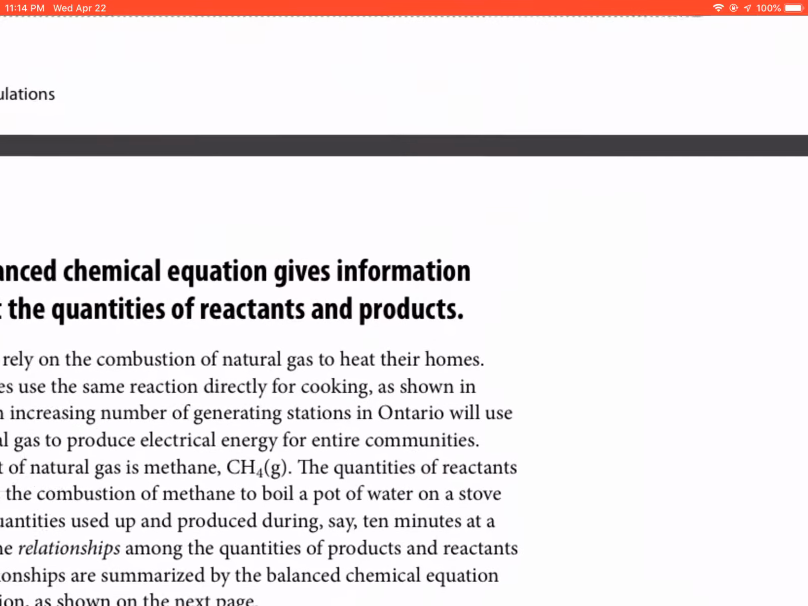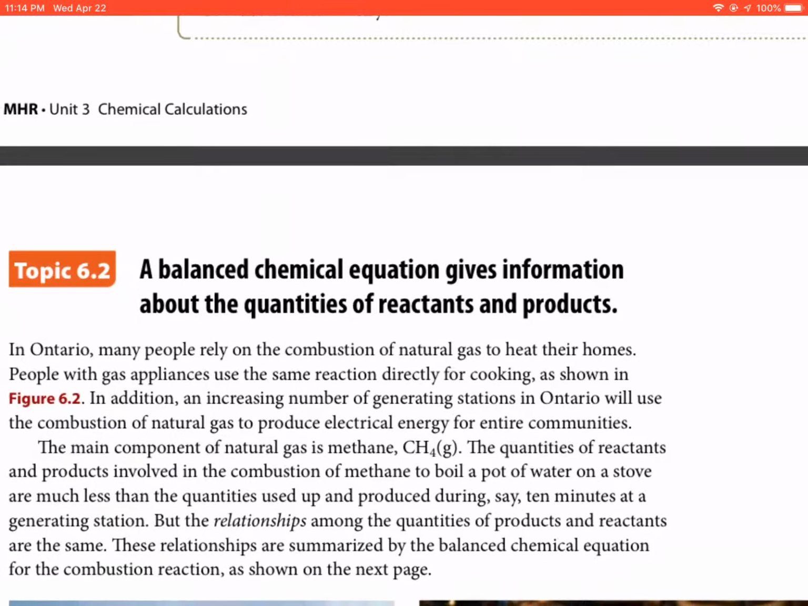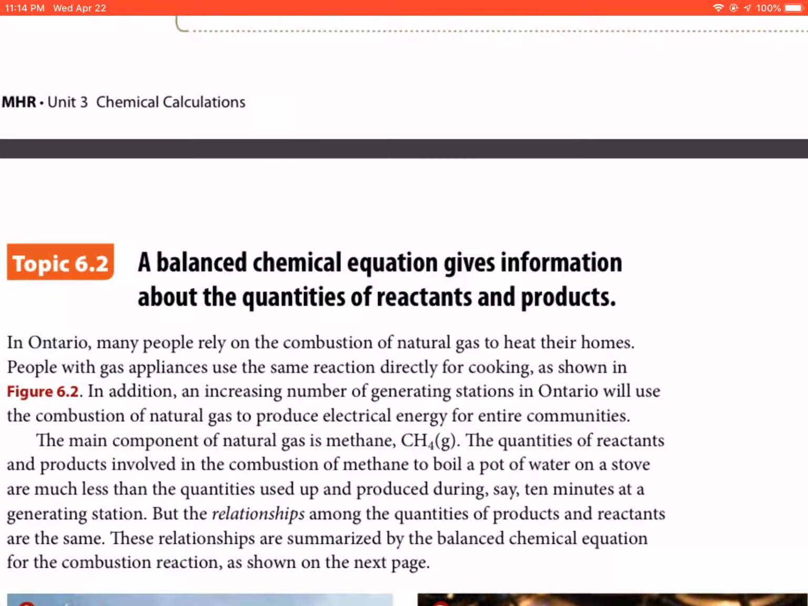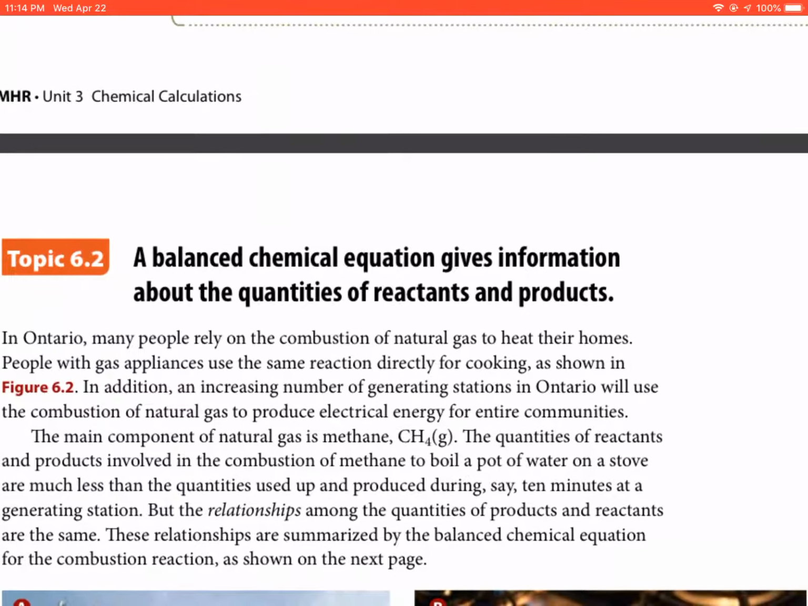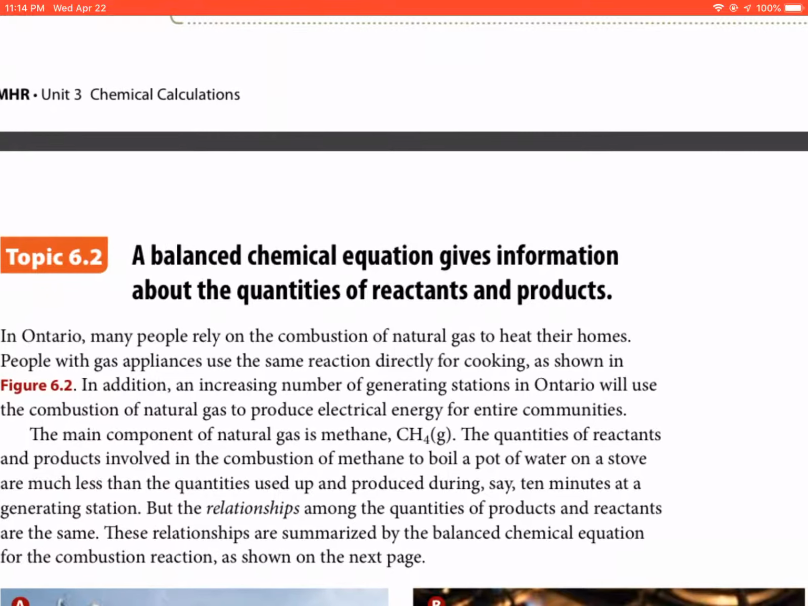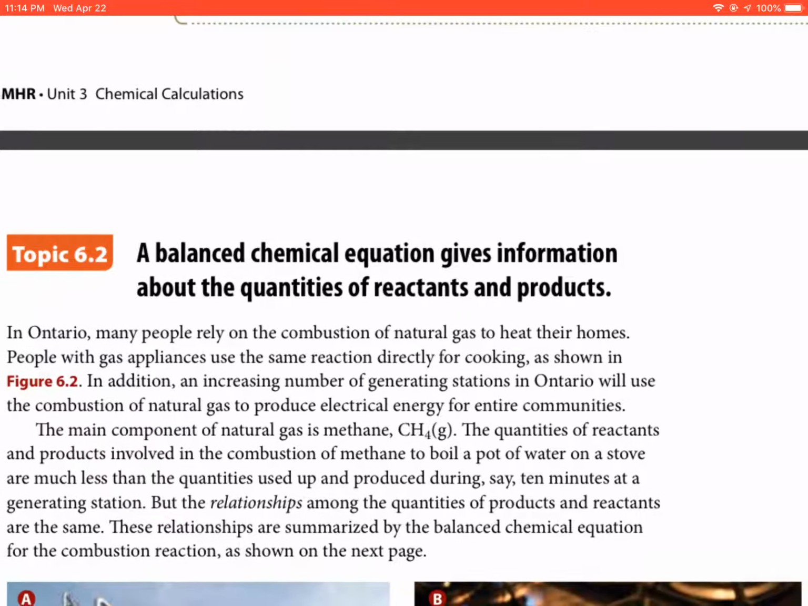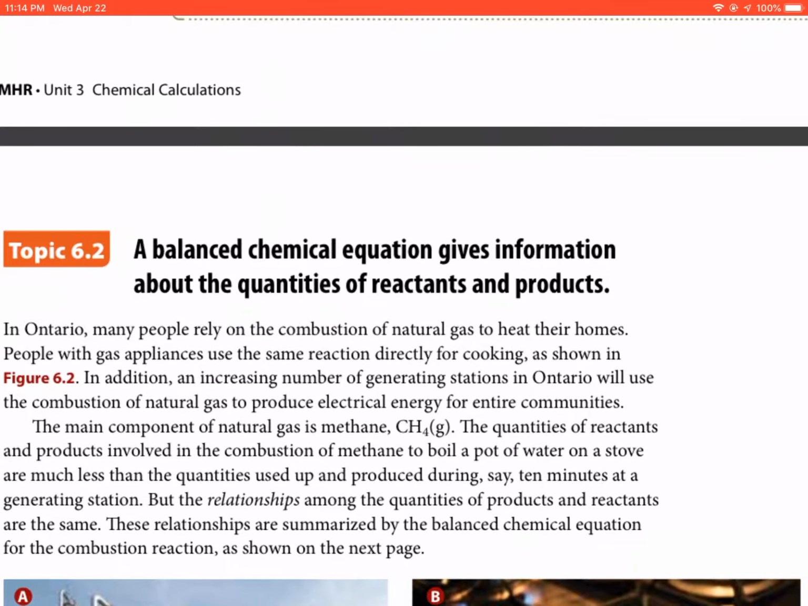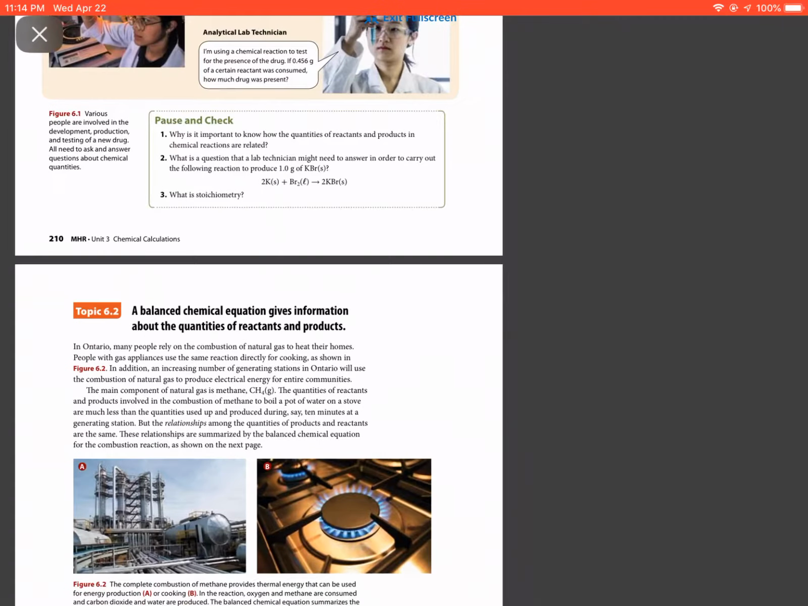balanced chemical equations, right? So it's all about making sure that when I have a balanced chemical equation, I know how much reactant I need and I know how much product I'm going to get. And if there's multiple reactants and or multiple products, I know that I'll end up with the right amount of everything involved.